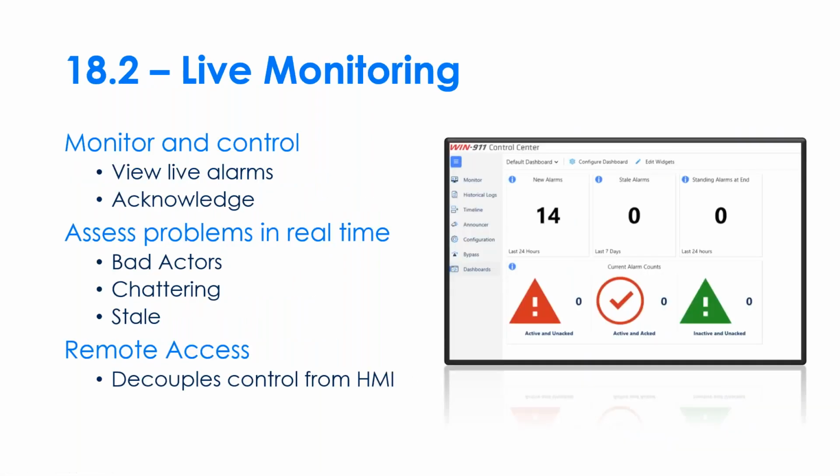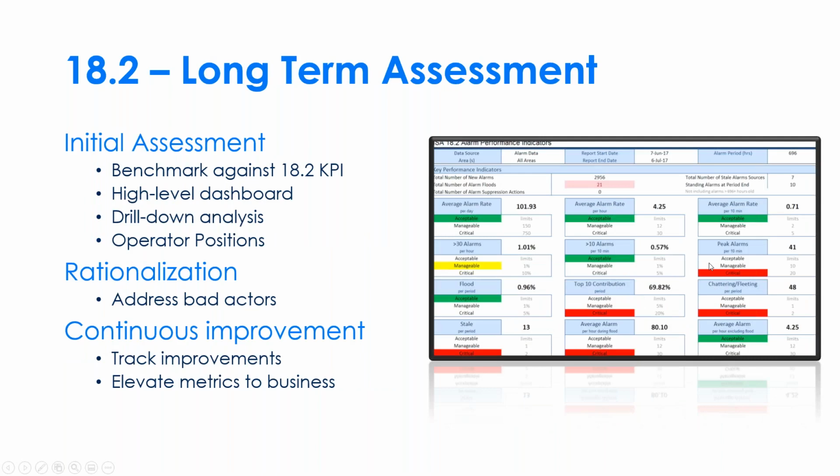Some examples of where we see this in the product. We have live monitoring in Win 911. This will tell you if any of those ISA-defined problems are happening: floods, chattering, stale alarms, slow acknowledgement. Excel Reporter gives you a long-term detailed breakdown analysis of the 12 ISA KPIs and whether or not they're improving over time.